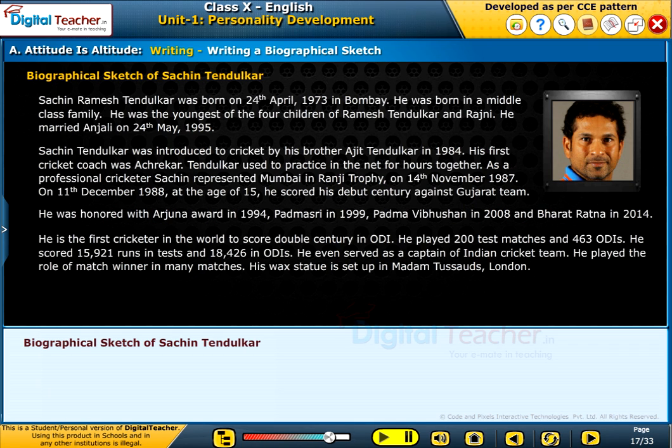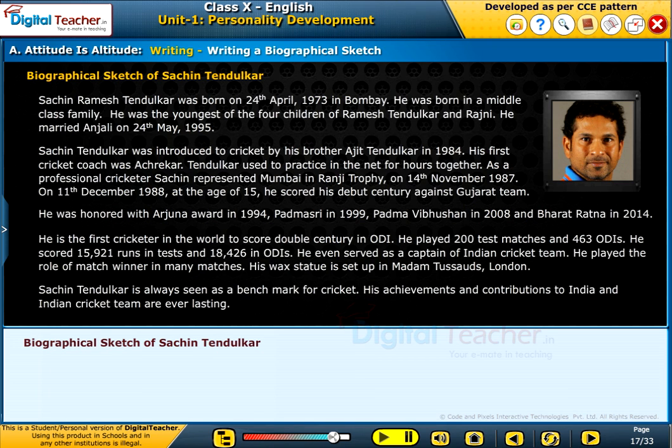He played the role of match winner in many matches. His wax statue is set up in Madame Tussauds, London. Sachin Tendulkar is always seen as a benchmark for cricket. His achievements and contributions to India and the Indian cricket team are everlasting.